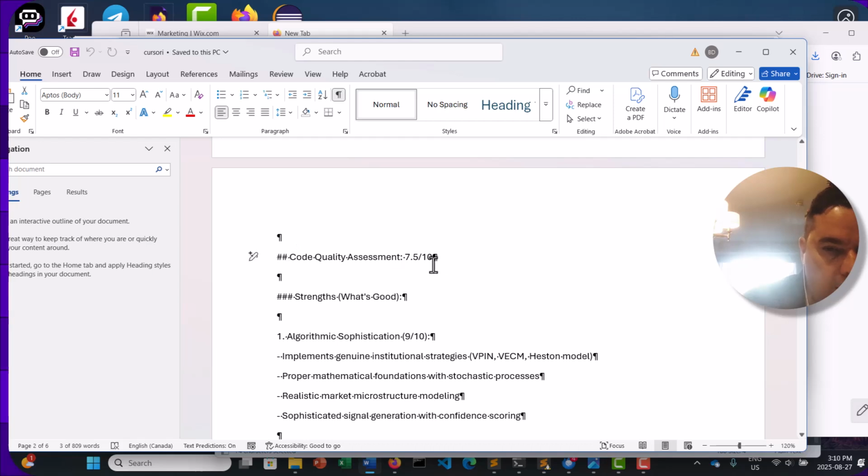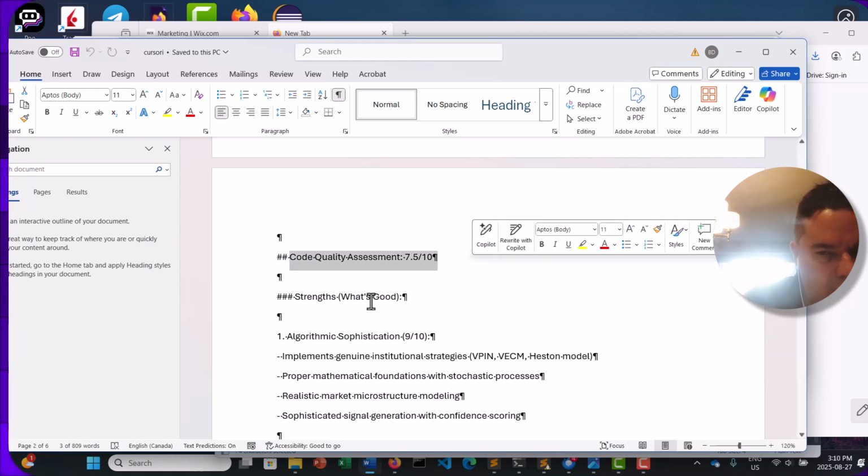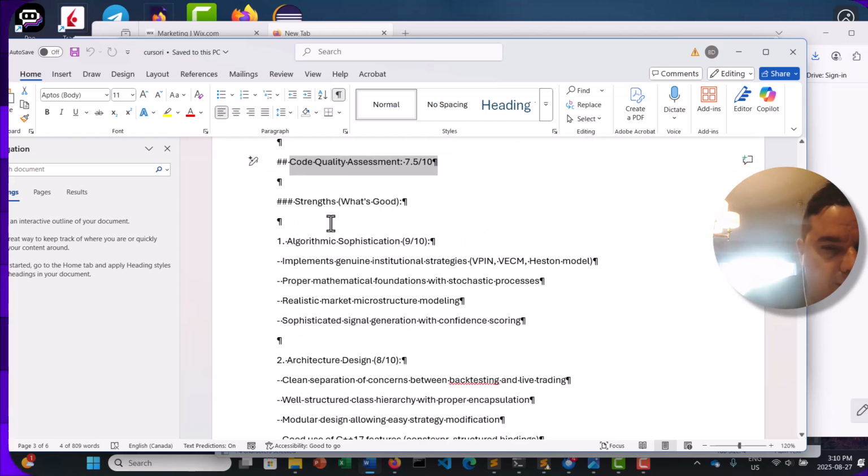So here's the quality assessment. This is important to know. This is how good it is. 7.5 out of 10 for what was provided to Cursor. Here's some good. Algorithmic sophistication, 9 out of 10. That's how good these LLMs are.